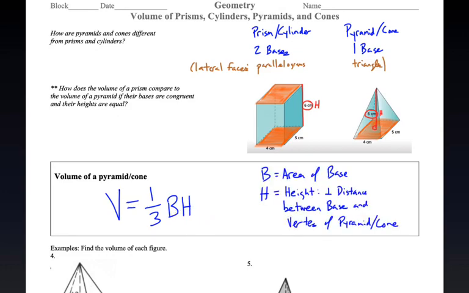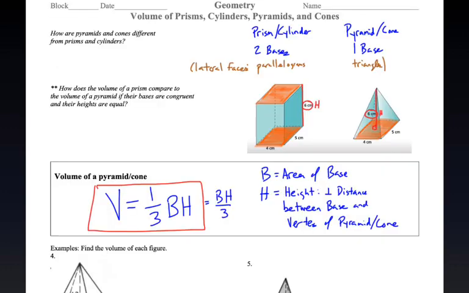Again, capital B is the area of your base, and capital H is the height, the distance between. So in this case, the height would be 8 from here up to the vertex of my pyramid. It's the same thing if it's a cone. The only difference here is it's the capital B, base, times the height, times 1/3 that is the volume of a pyramid or cone. So 3 of these equals 1 of those.